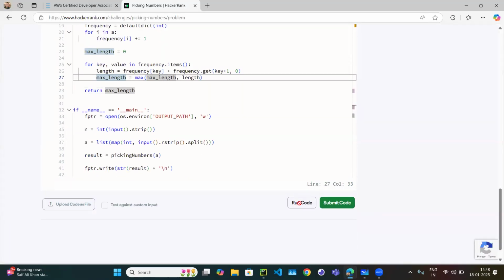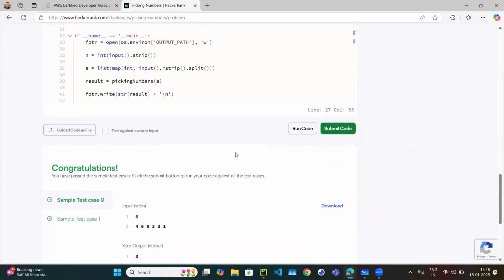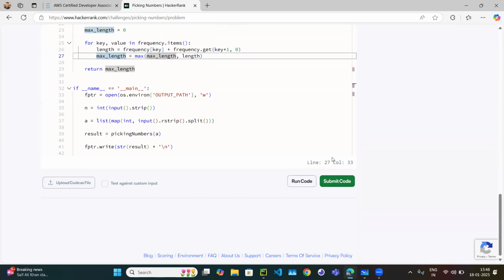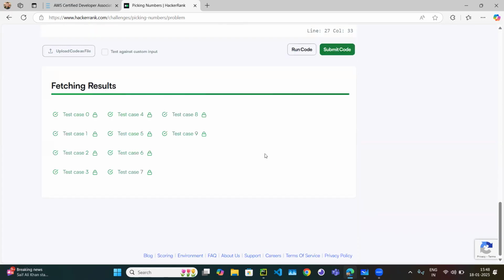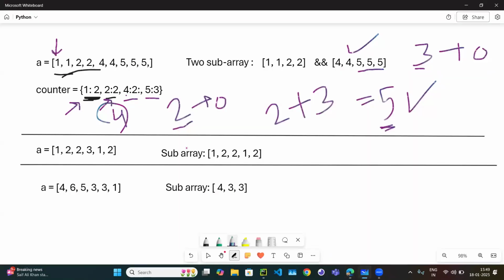So let's try to run the code. So the sample cases have passed. Let's try to run all the test cases. So all the test cases have passed. So let's try to figure it out.